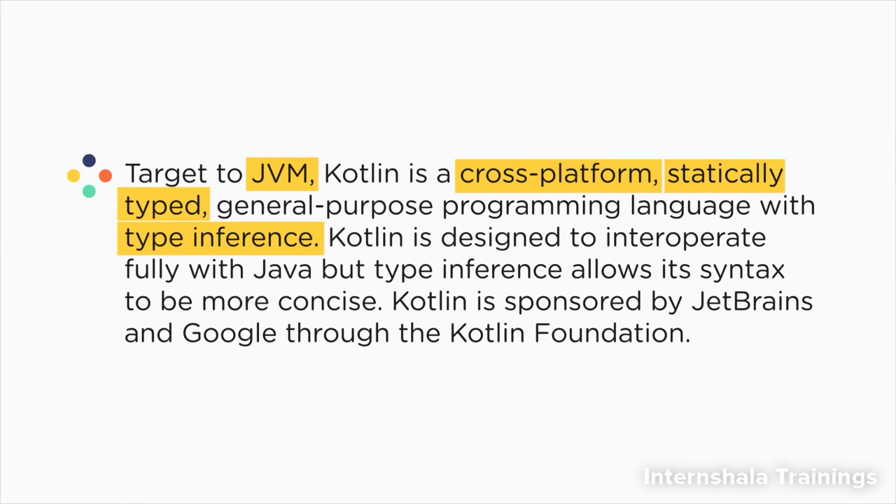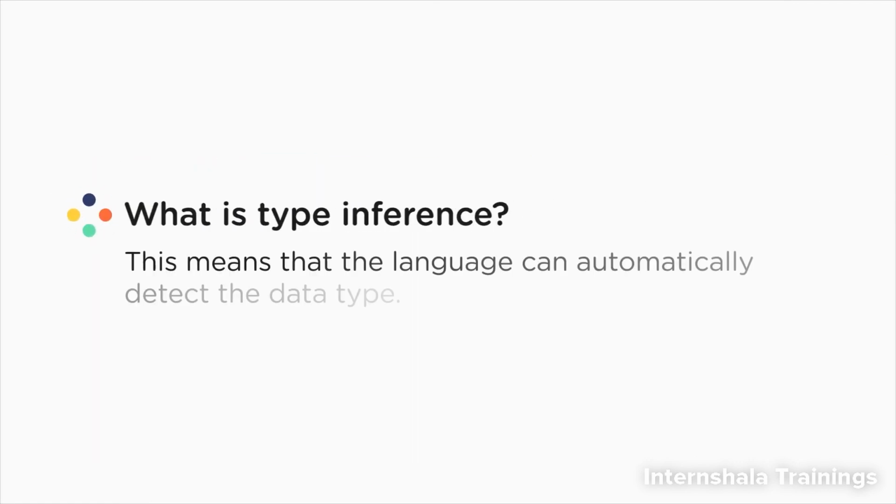Now, the next term is type inference. This means that Kotlin can automatically detect the data type. We will learn more about data types in the upcoming topics and then this term will be clear to you. For now, all you need to remember is that Kotlin is a statically typed programming language and has type inference. So that was all about the key features of Kotlin. Click Next to proceed.